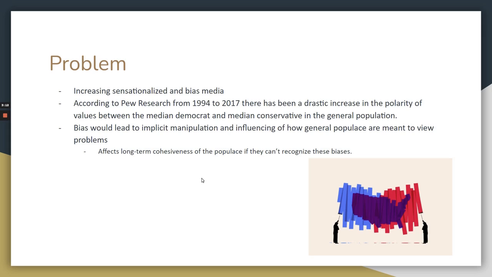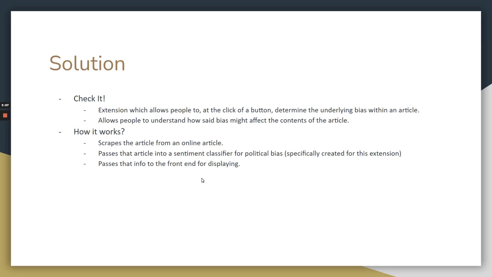That is where our Google extension comes into play. Checkit is an extension which allows people to, at the click of a button, determine the underlying bias within an article. In turn, this would allow people to understand how said bias might affect the contents of the article, and use that information to figure out how they should think critically about what is being stated and what is being claimed. So, how does it work fundamentally?